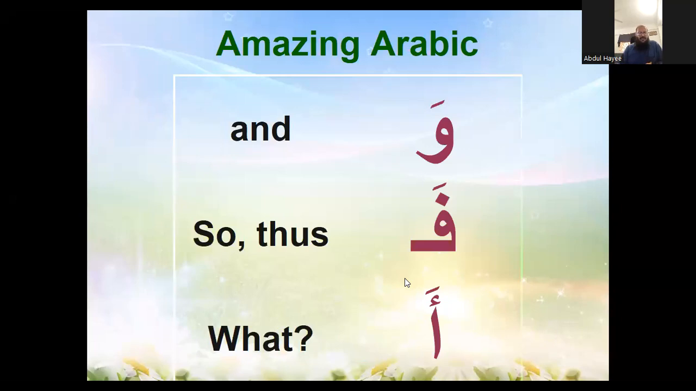Now we have amazing Arabic words. Wa means and, fa means so or thus, a means that. When we join these words with some preposition or some verb or some harf, they change the meaning.